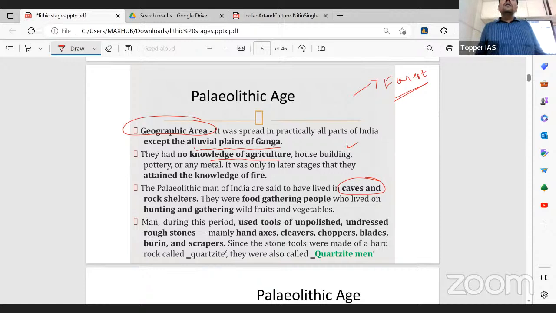If we talk about 5 lakh years, they will come. The stone tools were unpolished and undressed. Stone tools have also been studied to differentiate the time periods. They were unpolished, rough stones: hand axes, cleavers, choppers, blades and burins. These are the tools used by them, and they were made of quartzite rock. That's why they are called quartzite men.